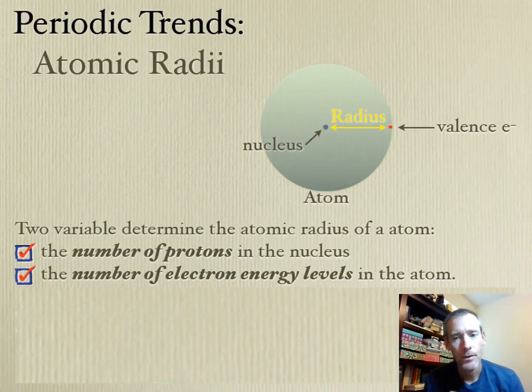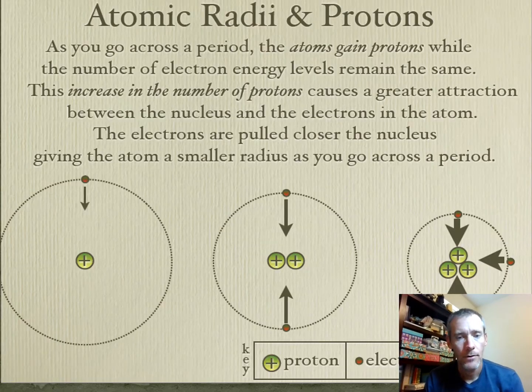Atomic radius. So the radius is obviously from the nucleus to the outer electrons. There's two determining factors, the number of protons and the number of energy levels, that will determine the size of the radius. So as you are starting to gain more protons and more valence electrons as you go across the period, atoms are gaining protons and they're gaining the electrons in the same level. So as you bring in more protons, you're pulling in those electrons. So the radius is getting smaller as you go across the period.